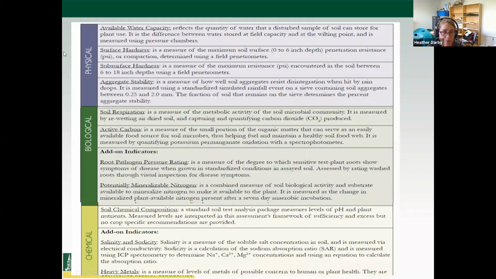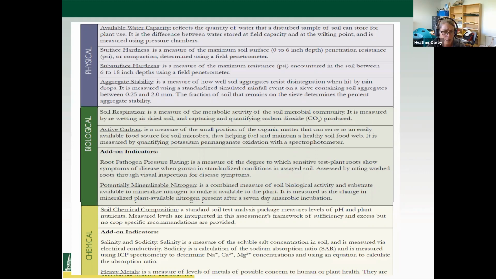So you can see there's physical tests that are done on the soil, there's biological tests, and then there's chemical tests as well. So the physical tests are available water capacity, surface and subsurface hardness, and aggregate stability. Now, certainly there are more tests that could be offered, but these are the 4 that they have found to be cost effective, somewhat easy to sample for, and reproducible and meaningful out in the field to the practitioners.